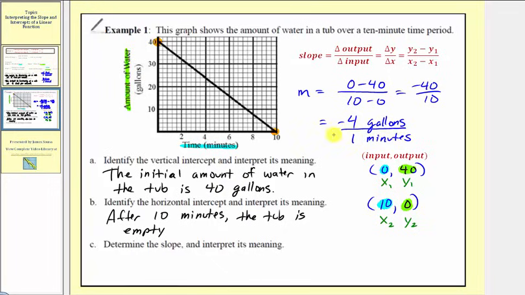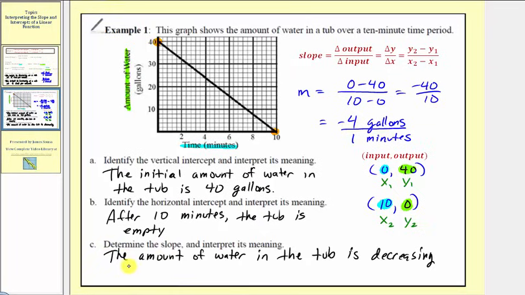So the slope is equal to a negative 4 gallons per 1 minute, which means the amount of water in the tub is decreasing by 4 gallons each minute. And let's go ahead and write that out. So again, the amount of water in the tub is decreasing at a rate of 4 gallons per minute.